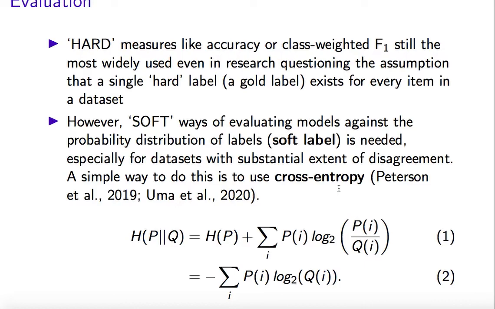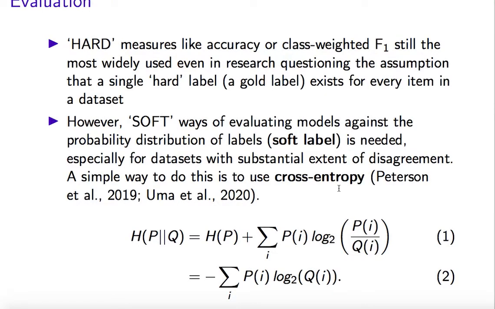Even the work that abandons the assumption that it is possible to assign a gold label to each item often ends up evaluating models using what we call hard measures, against silver aggregated or gold one-hot labels, using measures such as accuracy or F1. But we feel that this type of evaluation sort of begs the question, given that we are trying to abandon the assumption that such a gold label exists.